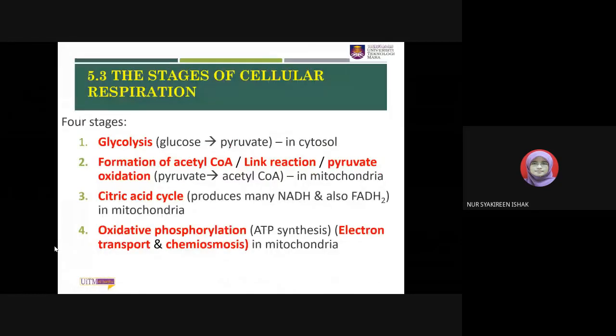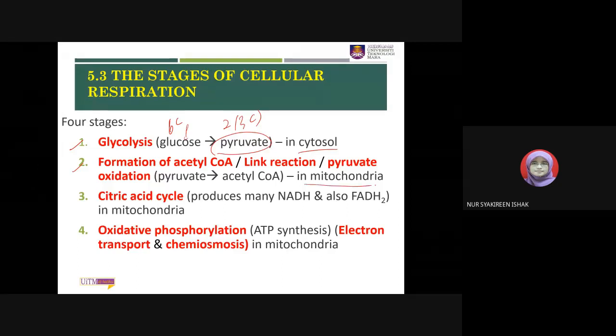Okay, so next, the 4 stages of cellular respiration. So I've mentioned all this. First stage is glycolysis. It occurs in the cytosol or cytoplasm. It breaks glucose, a 6-carbon sugar, into 2 molecules of 3-carbon sugar, which is pyruvate. The second stage is link reaction, or formation of acetyl-CoA, or pyruvate oxidation.